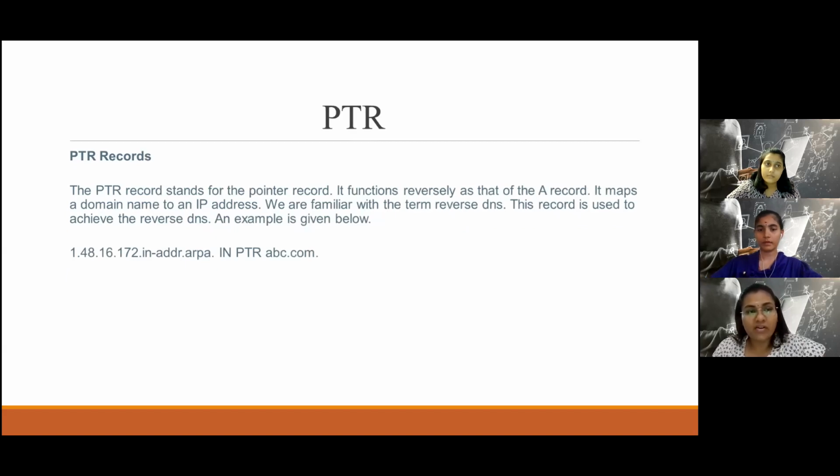PTR records. The PTR record stands for the pointer record. It functions in reverse to the A record. It maps an IP address to a domain name. We are familiar with the term reverse DNS. This record is used to achieve reverse DNS. An example is given below: 1.48.16.172.in-addr.arpa. IN PTR abc.com.